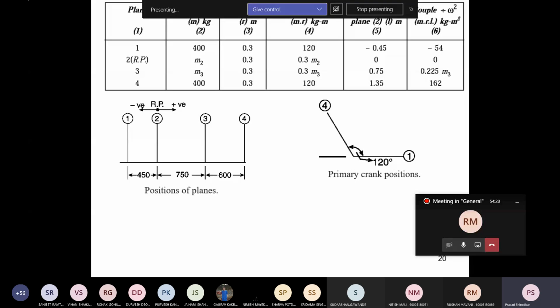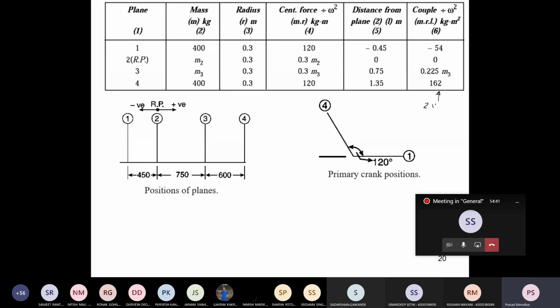Sir, why have we taken the second mass as a reference plane? Because if I take the first as a reference plane, then I will get two unknowns in the couple column also, and two unknowns in the force column also. So I cannot start the solution in that case. At least one of them should have one unknown. So take the reference plane as M2, so the couple of that becomes 0.